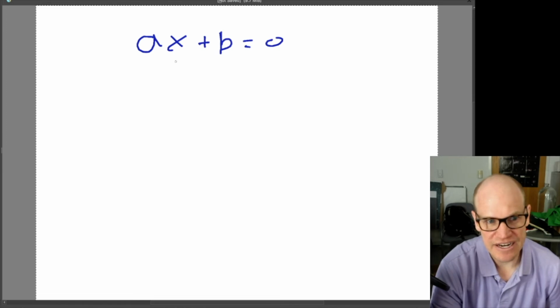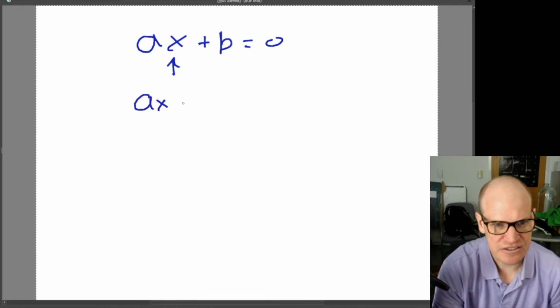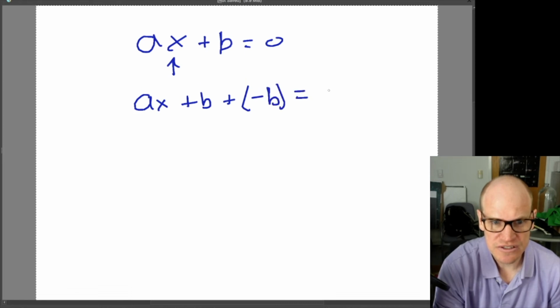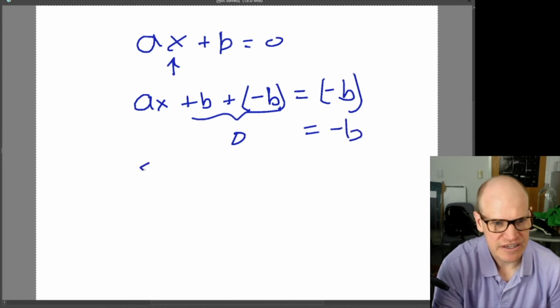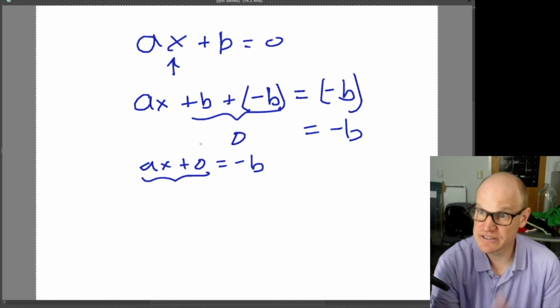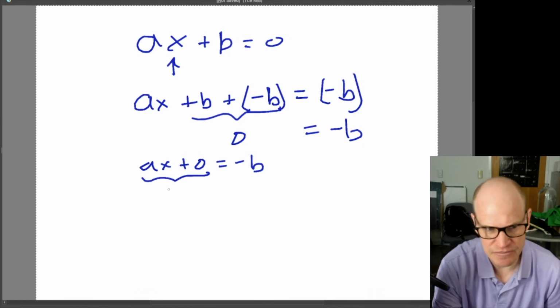Well, I need to isolate this x by itself, and the way that I do that is I use these inverses and the identities that we have. So I'm going to get ax plus b plus negative b equals negative b. Okay, so I have the additive inverse here. That gives me a 0, and this gets me minus b. And now I've got ax plus 0 equals negative b. I know how to simplify this because addition is a binary operation, and I know that when I'm using the additive identity I'm going to get this return, so I'm going to get ax equals minus b.